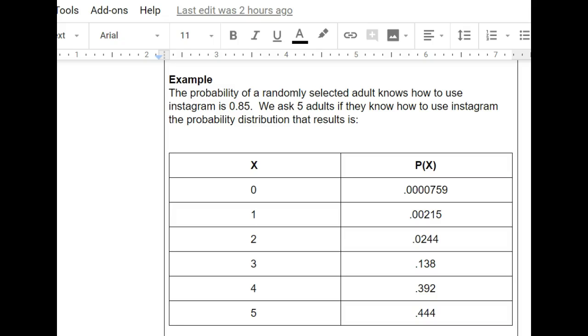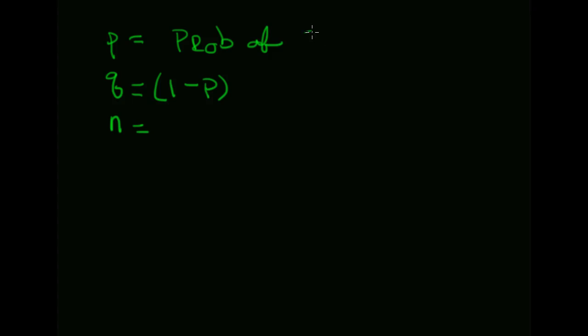All right, so we have to establish some notation first. When we're doing binomial problems, we're going to use 3 parameters, P, Q, and N. And in fact, Q is just 1 minus P. P is the probability of success on a trial. So in any given trial, the probability of getting success is P. In our example, the probability of finding an adult who has the ability to use Instagram is 85%.